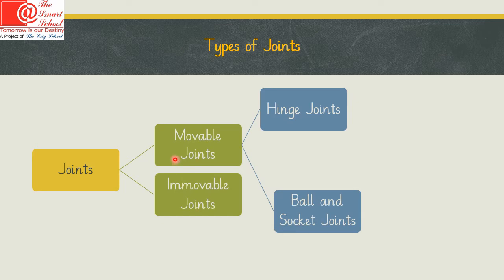There are 2 main types of joints. One of them is movable joints and the other is immovable joints. As the name suggests, immovable joints do not allow movement. They are fixed in the skull. They do not move.